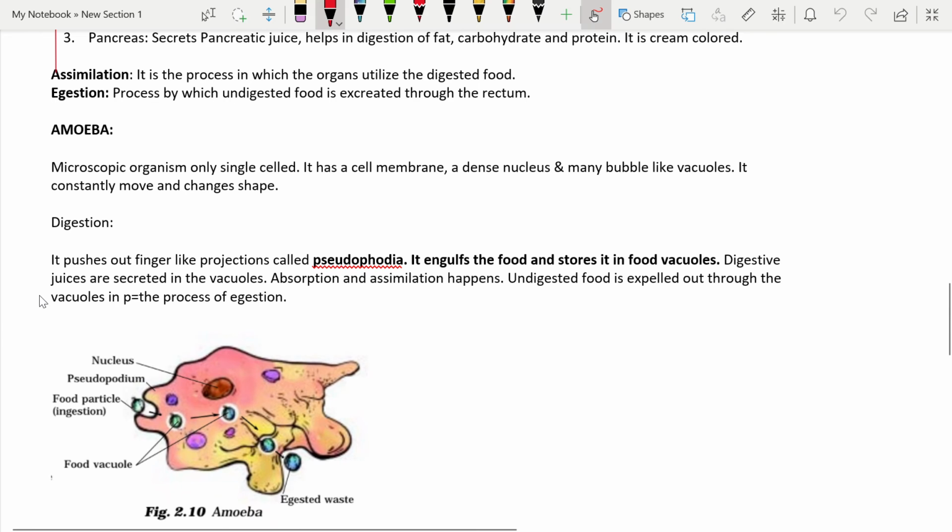Amoeba. It is a microscopic organism which is only single-celled. Okay, so we are only talking about the amoeba now, no more humans. It's only single-celled and it has a cell membrane, a dense nucleus, and many bubble-like vacuoles. It constantly moves and changes shape.